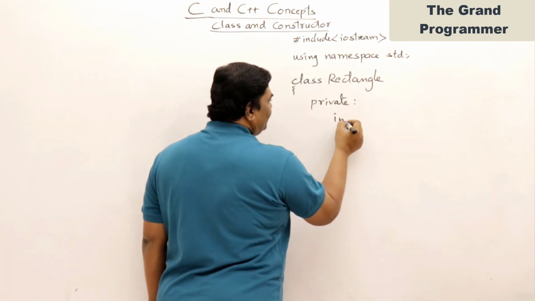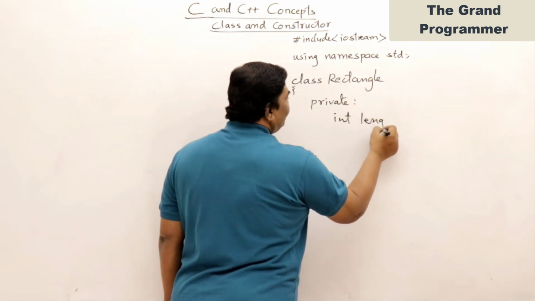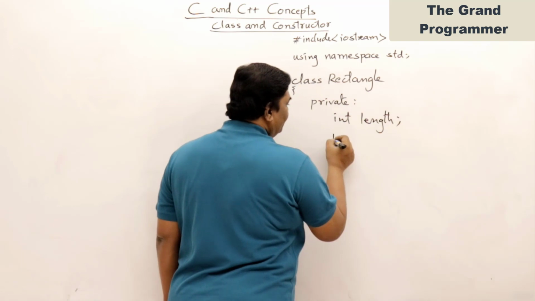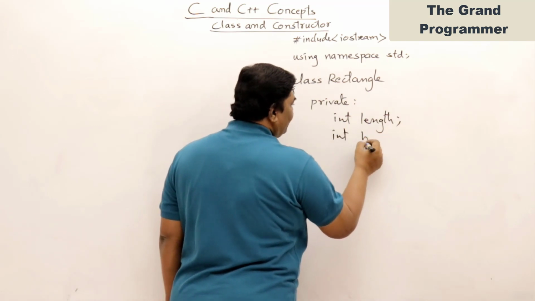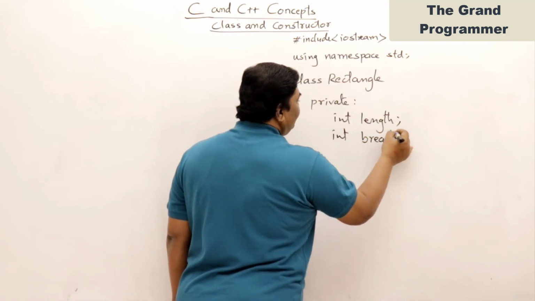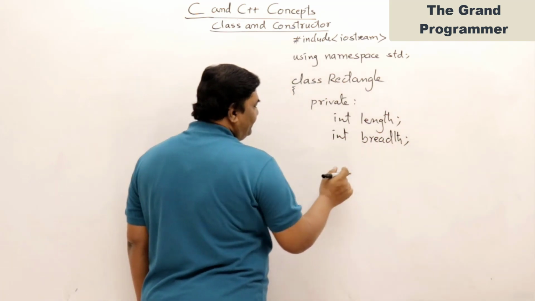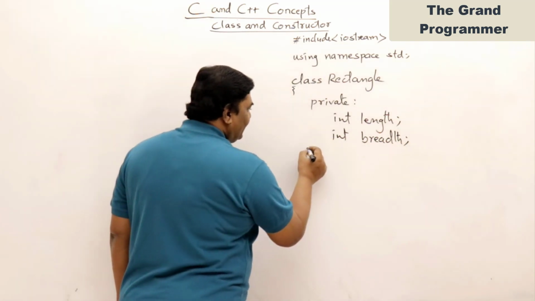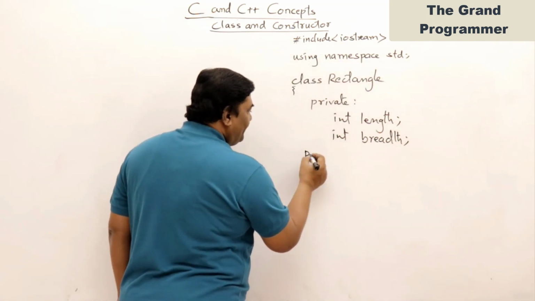So I need two data members. One is length and the second one is breadth. So this is integer breadth. I am taking both of them as integer. So if you want to change the data type, you can change them. Then the next thing I will define is member functions.